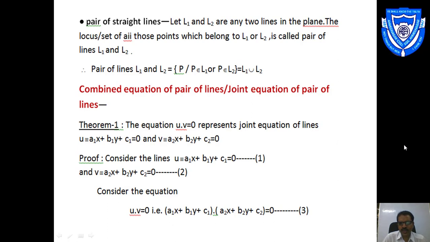Under what condition does equation 3 represent the joint equation of L1 union L2? That is the question. So note that whenever every geometrical point whose coordinates are in the set L1 union L2 satisfies equation 3, and conversely any geometrical point whose coordinates satisfy equation 3 is a member of the set L1 union L2, then and only then equation 3 represents the mathematical equation of the locus L1 union L2.